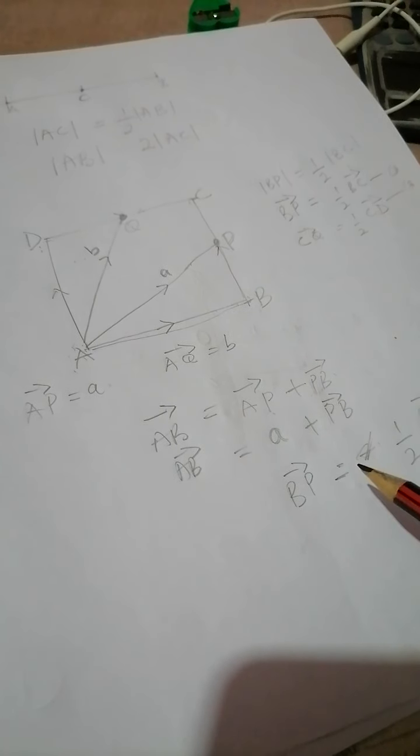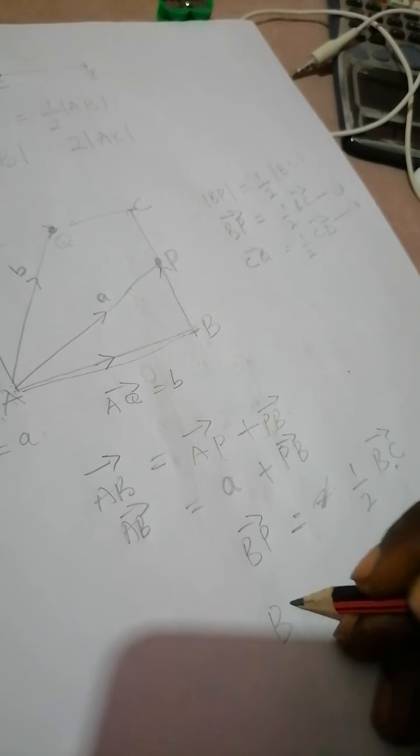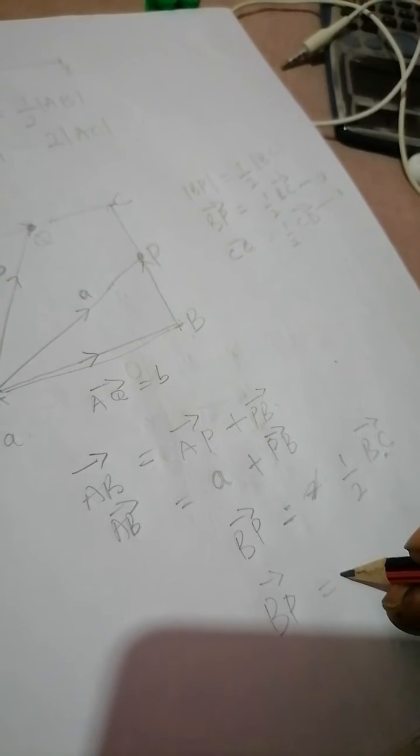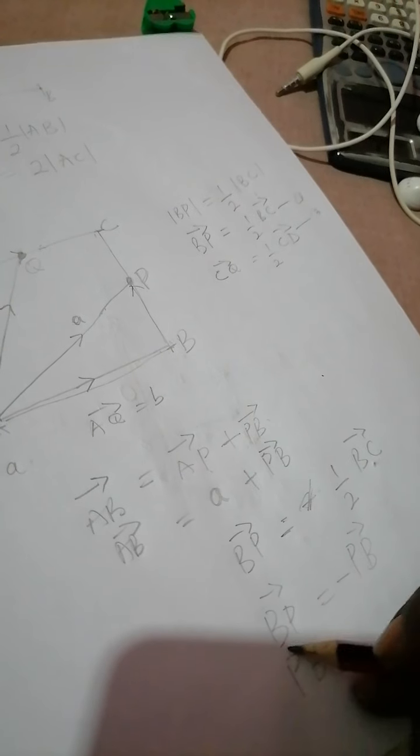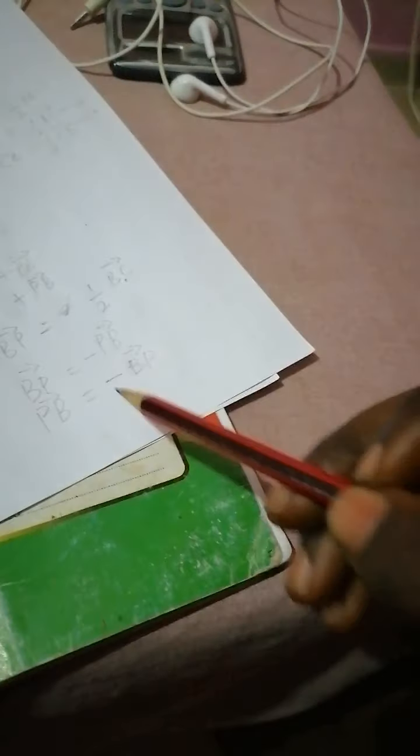Now, but PB is not equal to BP. PB is moving in the opposite direction. So it means PB and BP are the same, but they're moving in opposite directions. So it means that PB is negative BP. Or in other words, PB is negative BP, right?